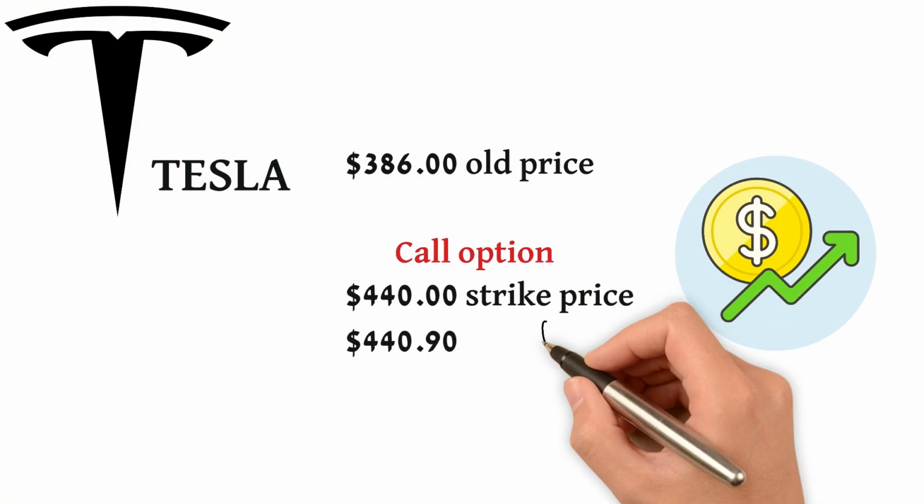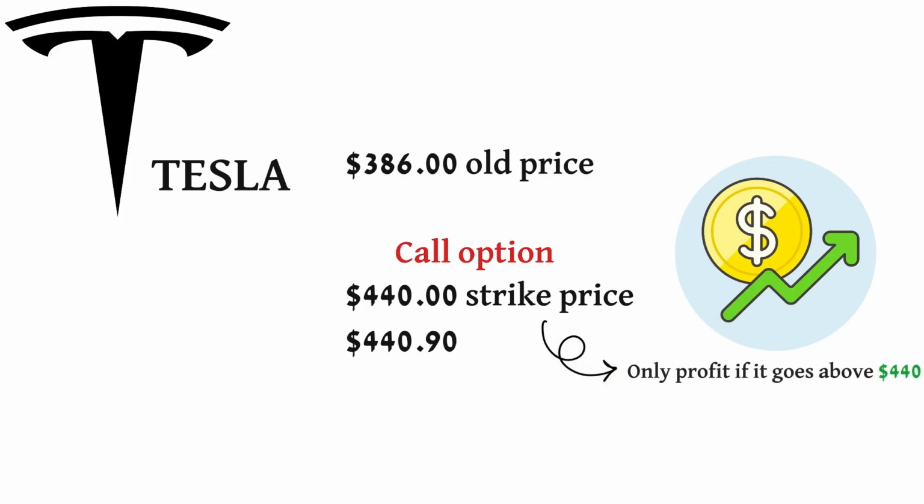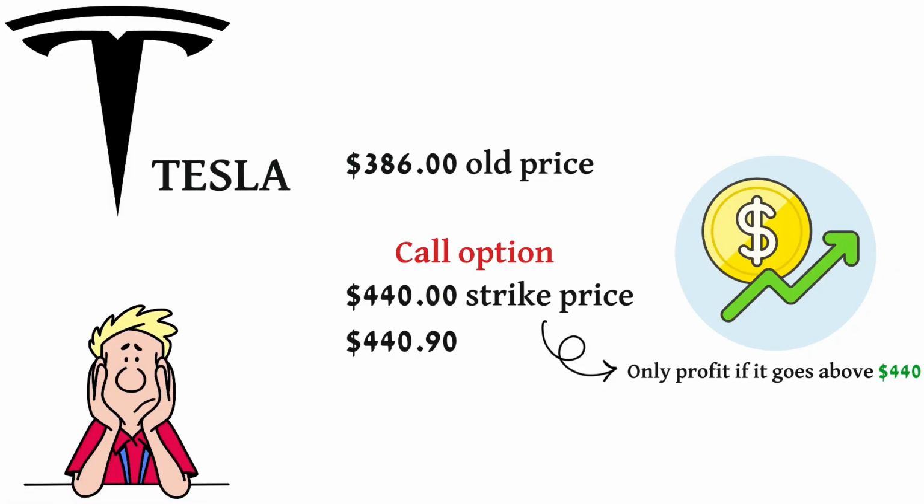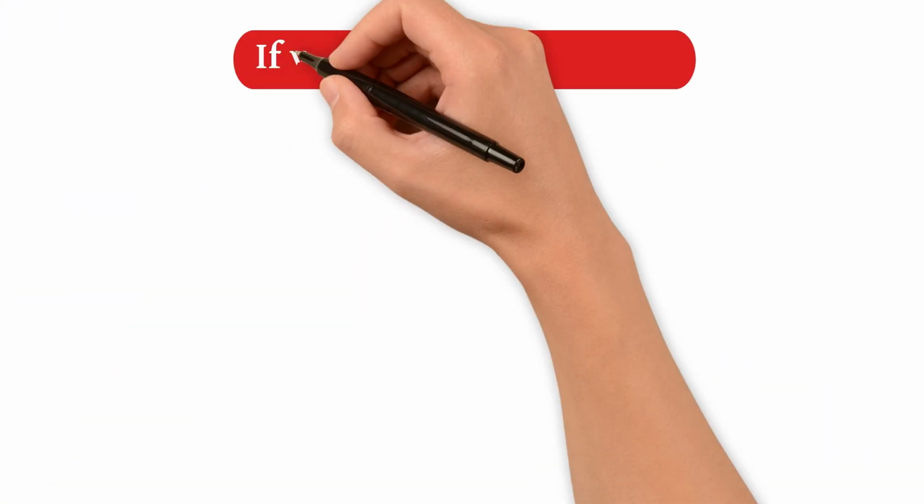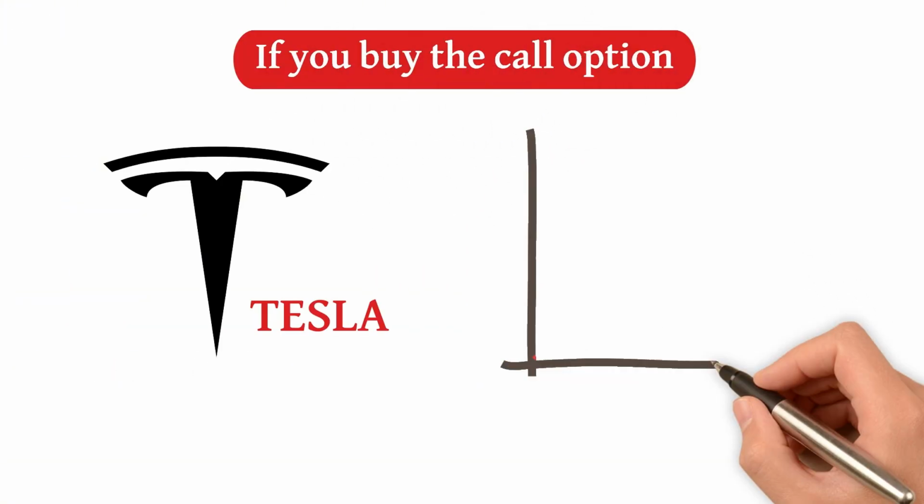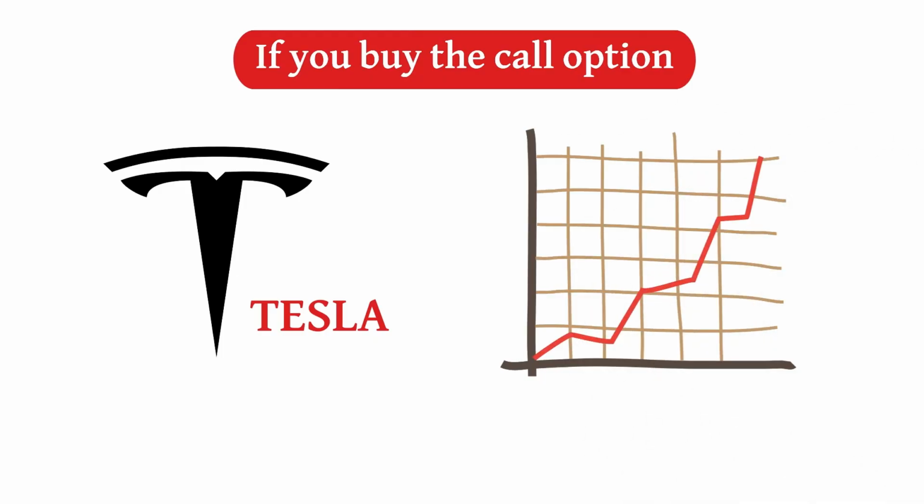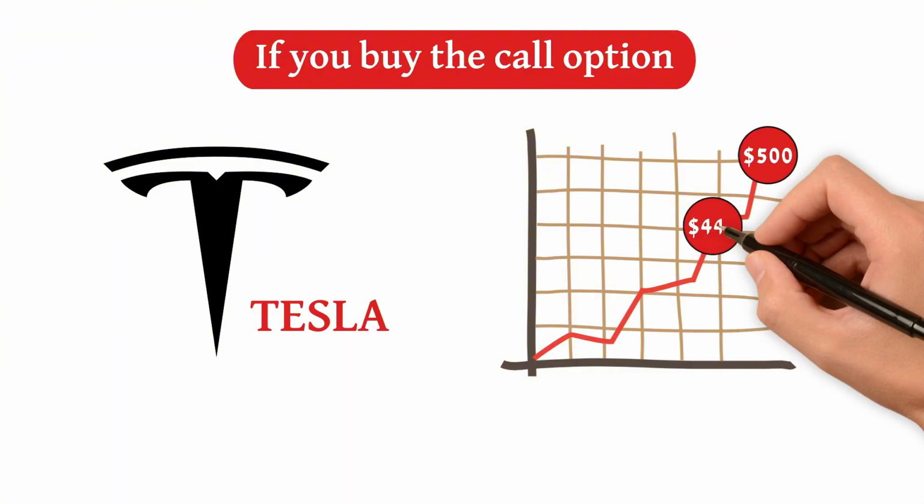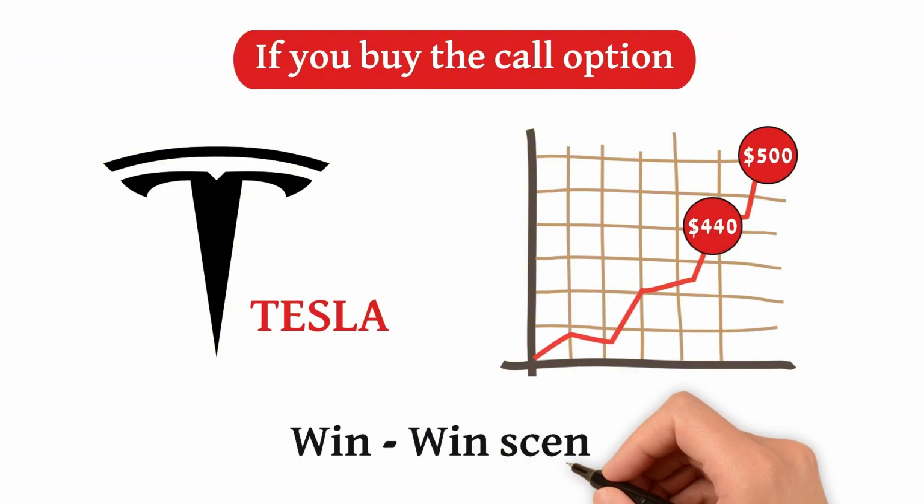You will only profit if Tesla goes above 440 within the next 2 days, because that was the duration of the contract. Realistically speaking, it's impossible to hit that high within 2 days unless something major happens. Who knows? So if you buy the call option, you want Tesla stock to go as high and fast as possible. Because if Tesla goes to 500, you could buy it for 440 and sell it immediately. This is a win-win scenario.